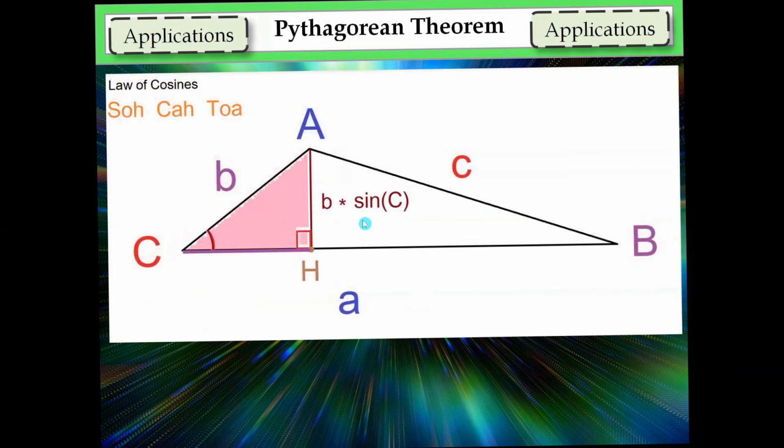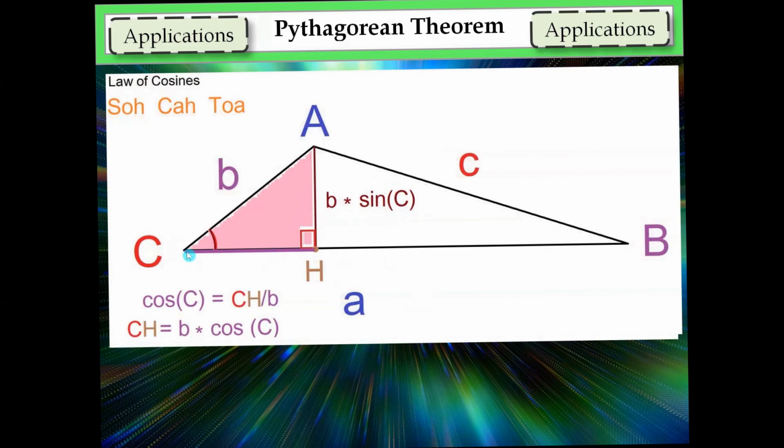We'll replace the height with b times the sine of C, and now we'll look at the segment from C to H. So this time we're going to use the cosine of angle C.